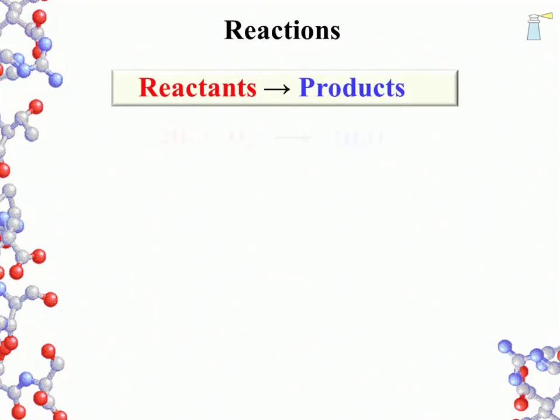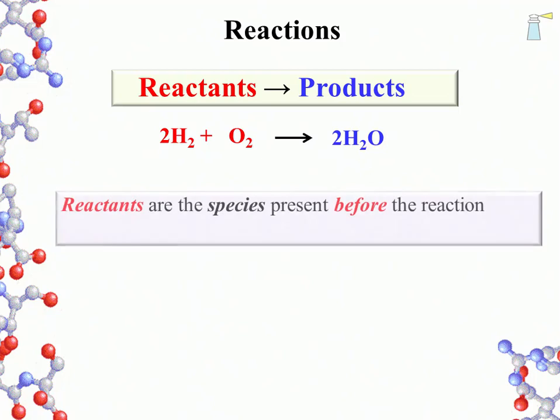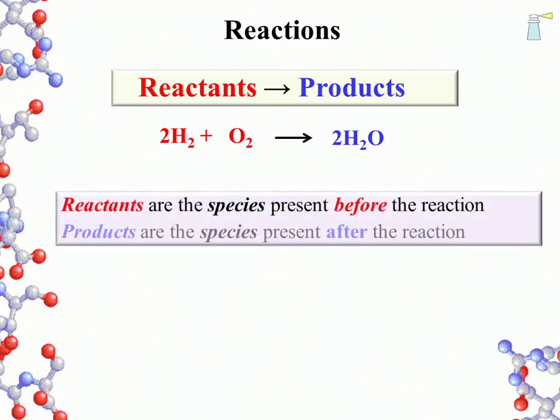At this point in their study of chemistry, the student should be familiar with the chemical equation. Here is the formation of water from elemental hydrogen and oxygen. A review has the reactants of the equation as the species present before the reaction, and the products as the species present after the reaction.